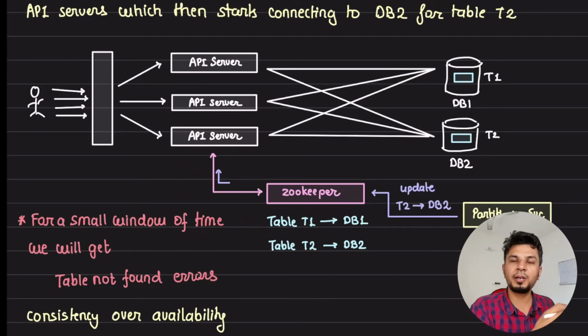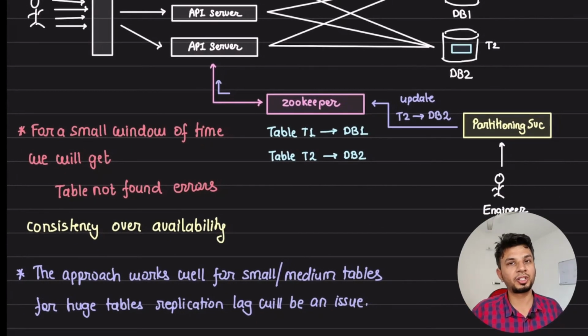As soon as the configuration is updated on Zookeeper, the update is sent to all the API servers. The newer requests that come in will go to that corresponding database. So newer requests for T2 will go to DB2 instead of DB1. And this is how vertical partitioning is actually implemented.